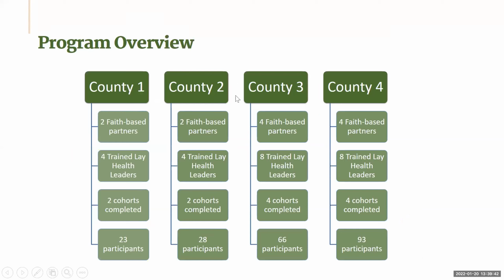We were in 4 counties at that time. And over the course of those 2.5 to 3 years, we engaged a total of 12 faith communities. We trained a total of 24 lay health leaders. We completed 12 cohorts and served over 210 participants. And each of the participants was enrolled in the program for 1 year.